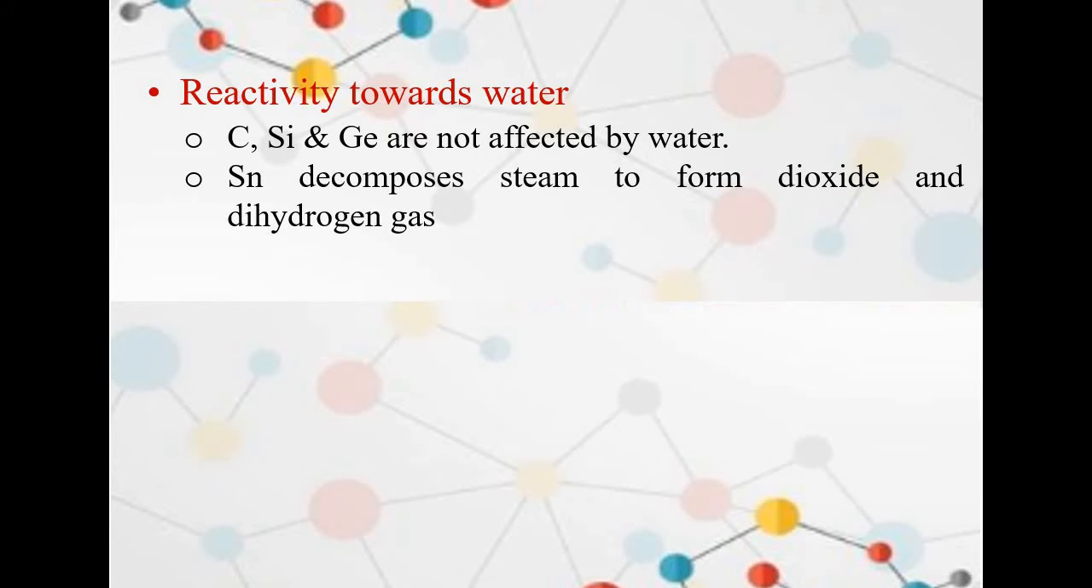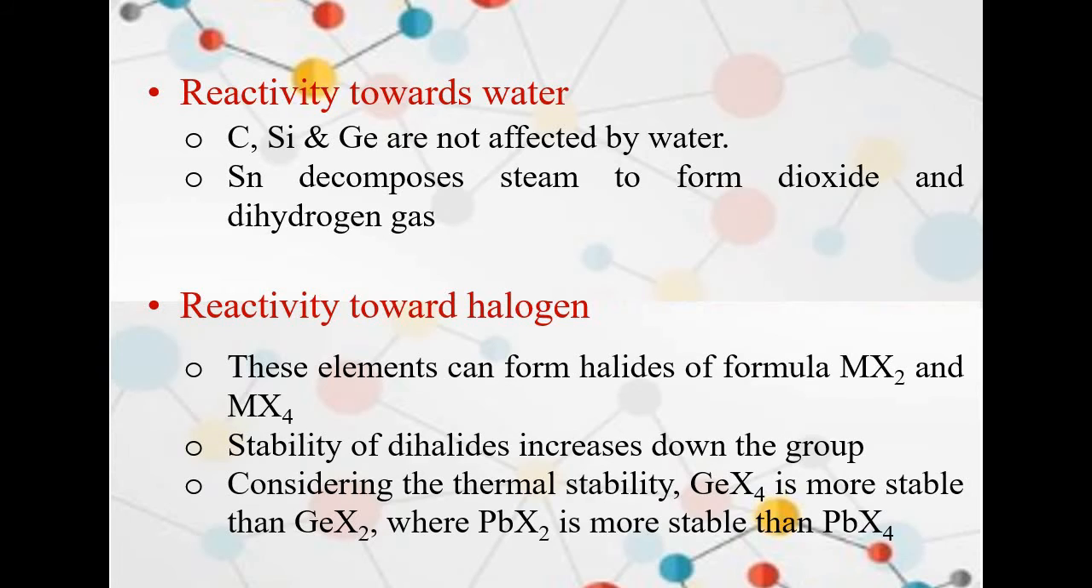Then its reactivity towards water. Carbon, silicon and germanium are not affected by water, but tin decomposes steam to form dioxides and dihydrogen gas. Then next one, its reactivity towards halogens. These elements can form halides of formula MX2 and MX4. Whereas the stability of dihalides increases down the group.